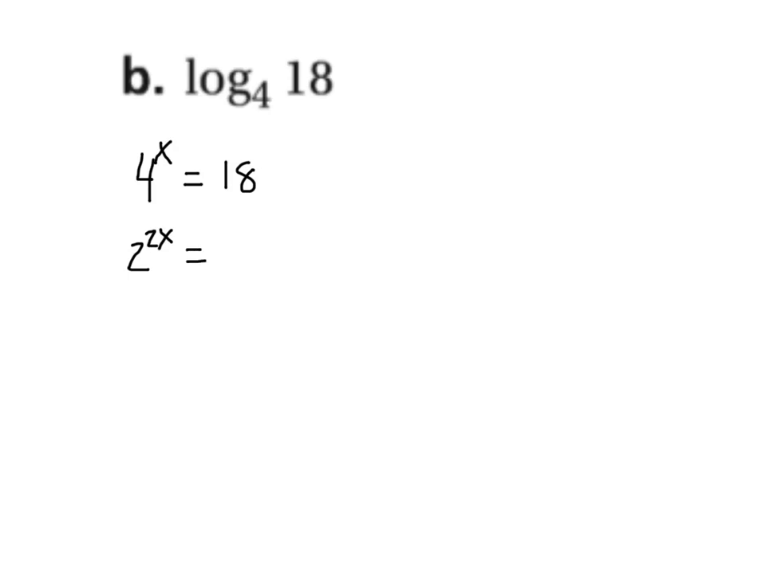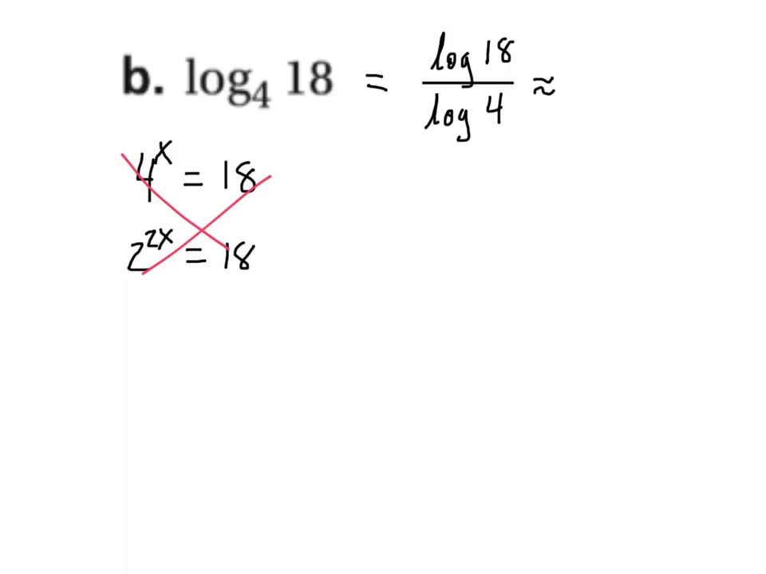Okay. So I have 2 to the 2x equals, well, can I rewrite 18? No, I can't. 18 is just 18. I can't rewrite that using exponents. So therefore, I can't use this method at all. I have to go to the change of base formula. And so what am I going to write for my change of base formula? I could do log or natural log, yep. Log 18 over log 4. 2.08. There we go.